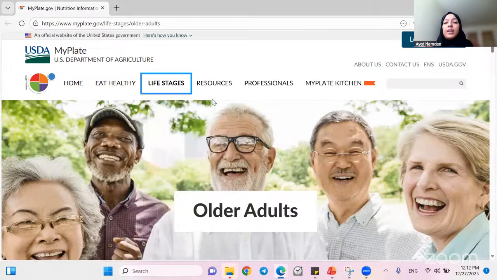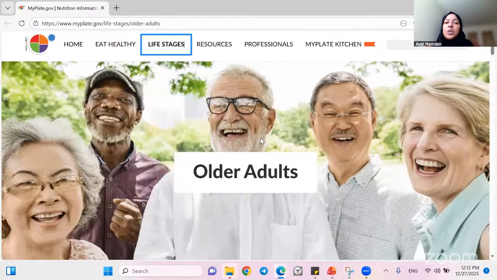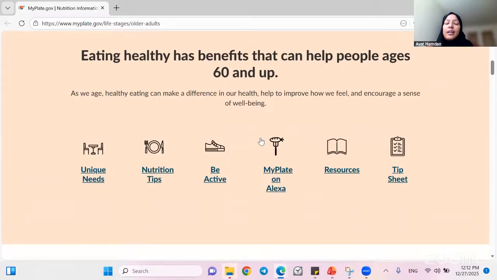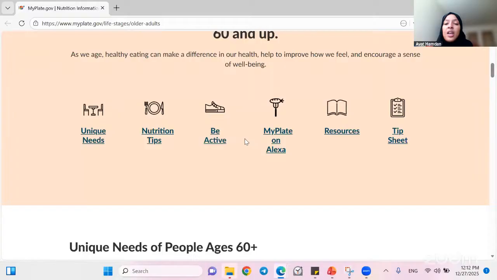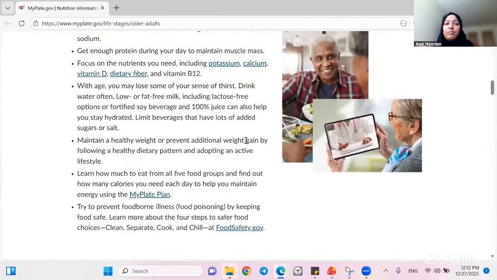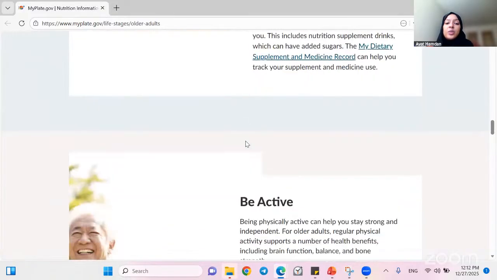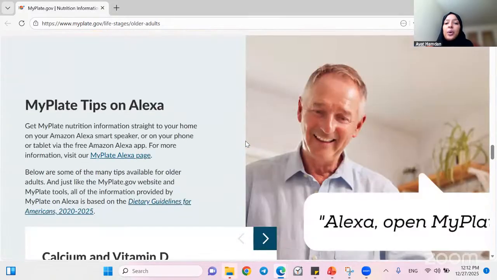And their main focus is also older adults. So you might refer them to such a website. In this website, they will see healthy eating habits, nutritional tips, and how to be active. There is also a mobile phone application they can download, and they can link it to Alexa if they have Alexa at home.